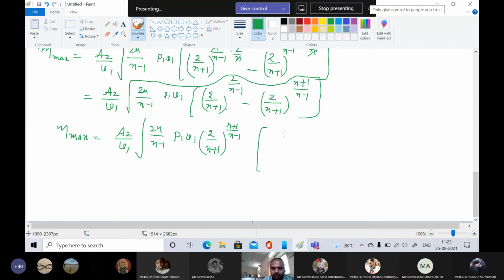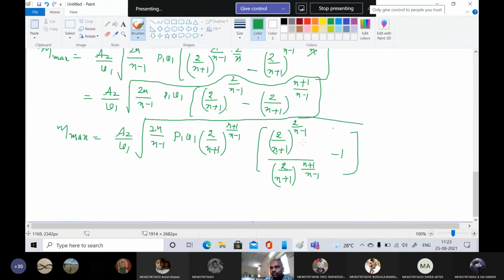Okay. So then (2/(n+1))^(2/(n-1)) divided by (2/(n+1))^((n+1)/(n-1)), minus 1, because I took common, I am dividing. Clear this one? I took the second term common. Now I can take this to the numerator, therefore I will get the minus sign.